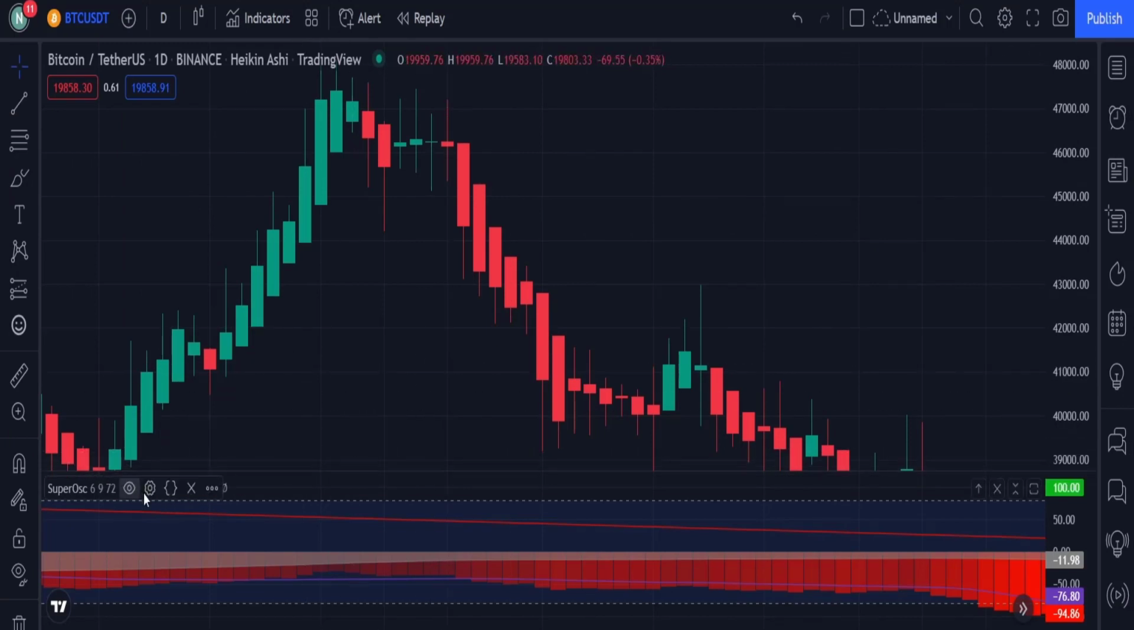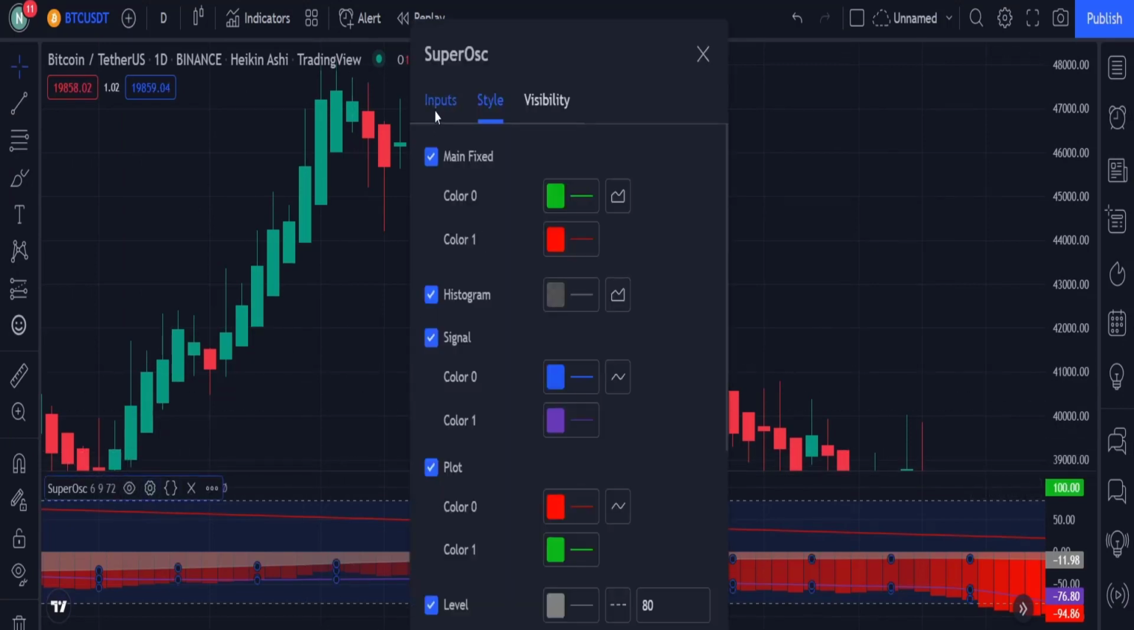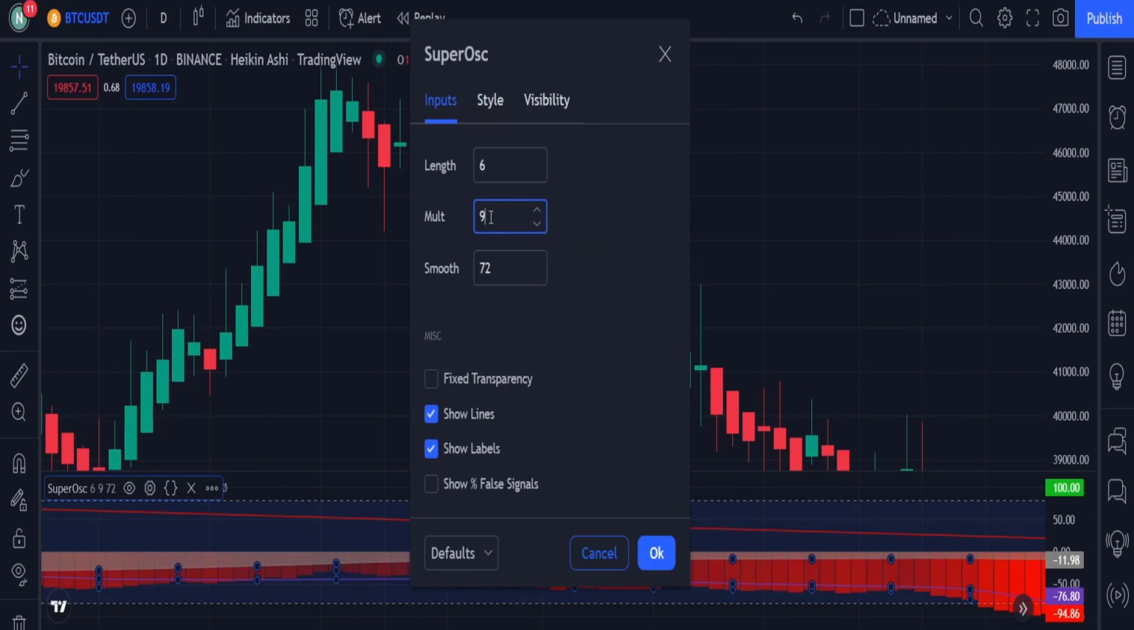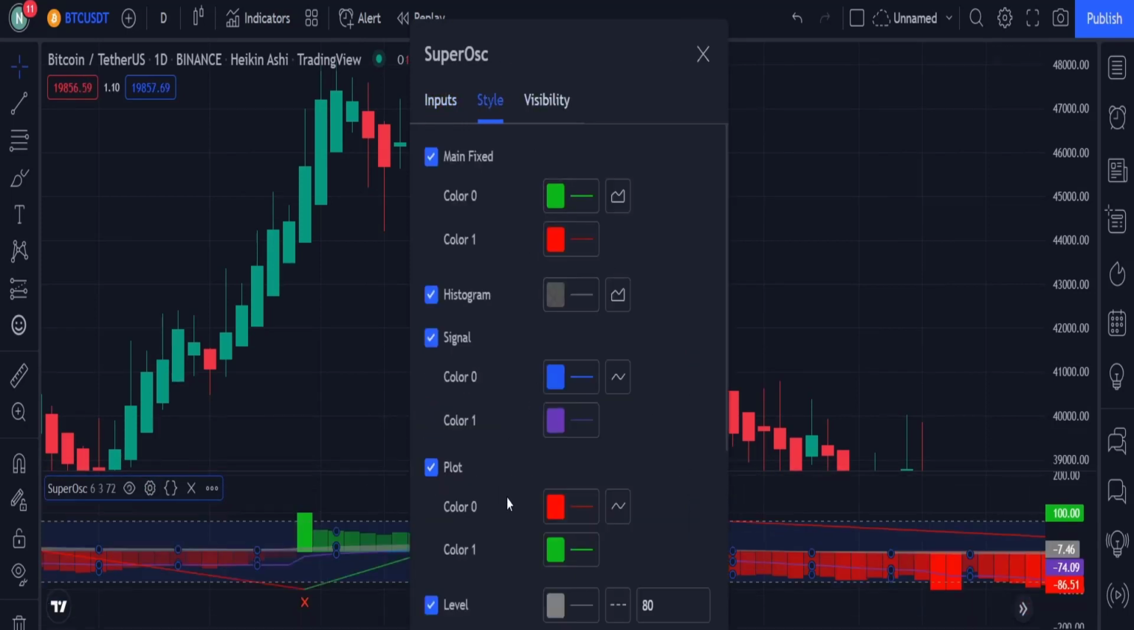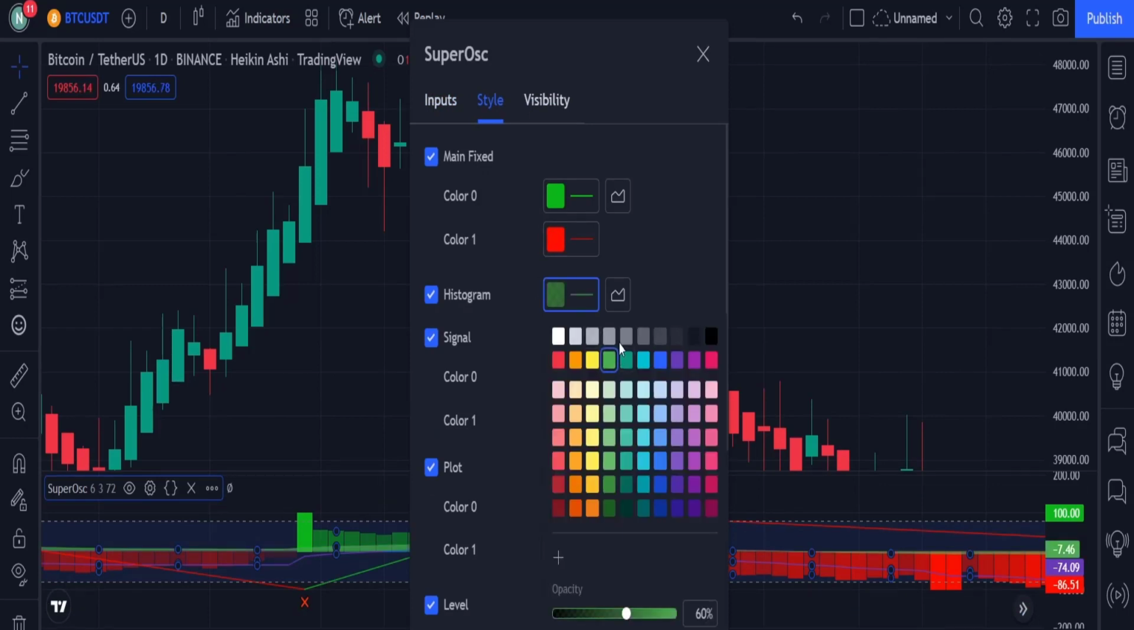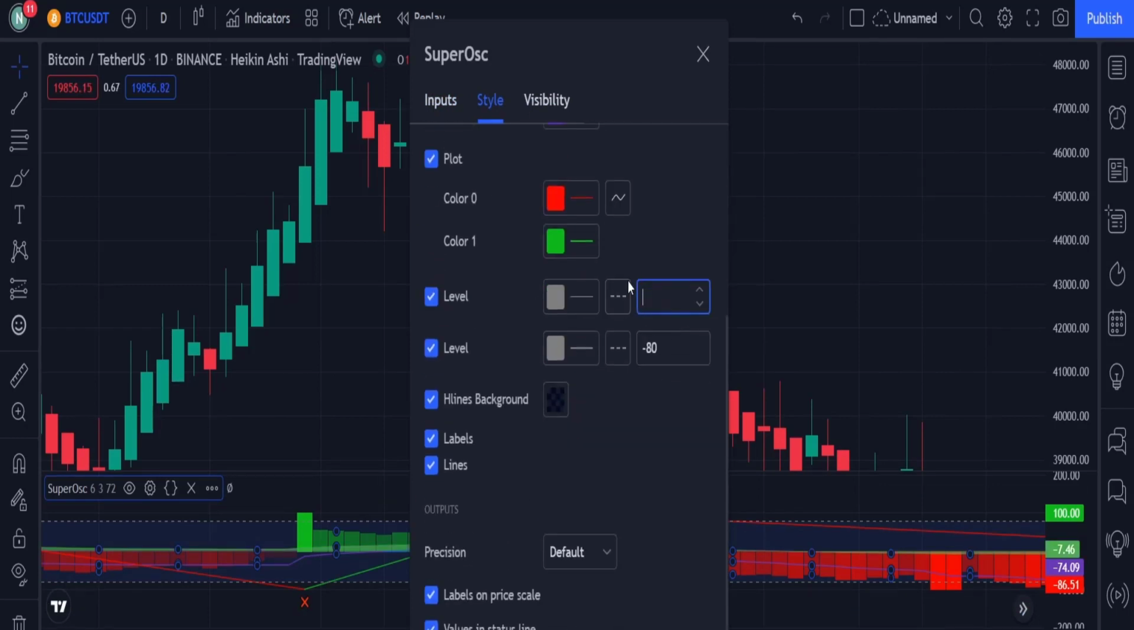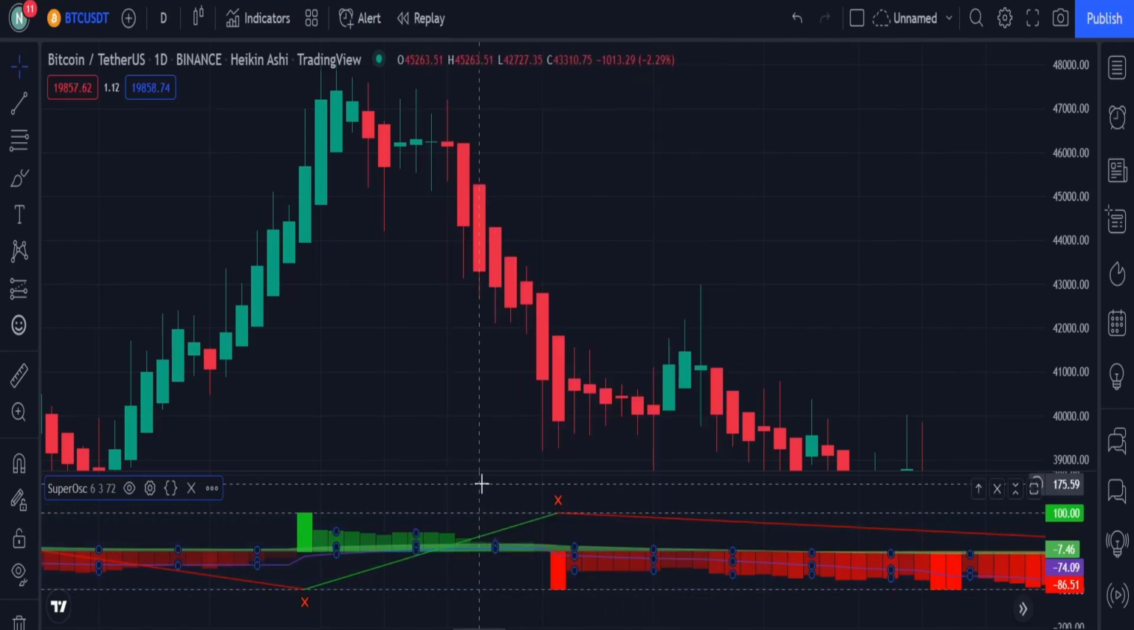We'll go into the settings right here, and then in here, we're going to go into inputs, and we're going to change the multiplier to 3 instead of 9. Then we're going to go back into style, and we're going to turn the histogram green, and for the levels, let's make that 100 and -100. And we'll get rid of the background because I don't like the dark settings right there. Now click OK. That one is set.